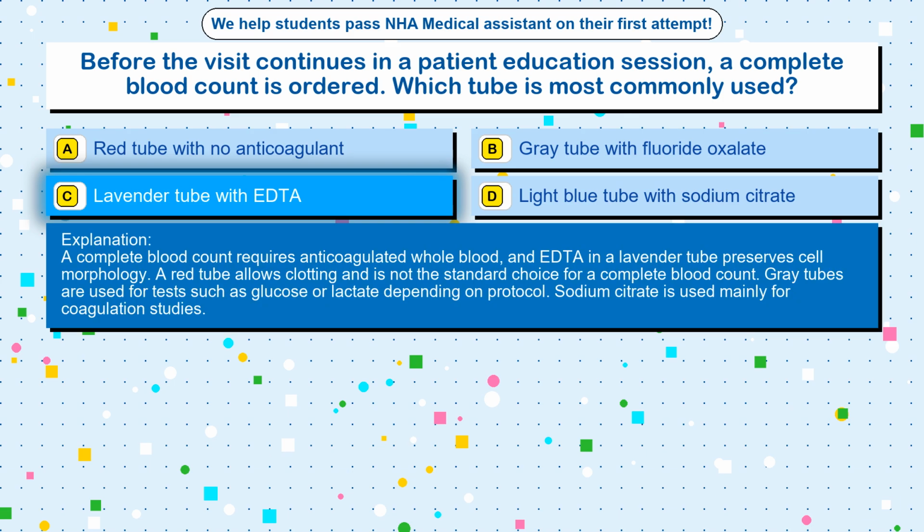A complete blood count requires anticoagulated whole blood, and EDTA in a lavender tube preserves cell morphology. A red tube allows clotting and is not the standard choice for a complete blood count. Gray tubes are used for tests such as glucose or lactate depending on protocol. Sodium citrate is used mainly for coagulation studies.